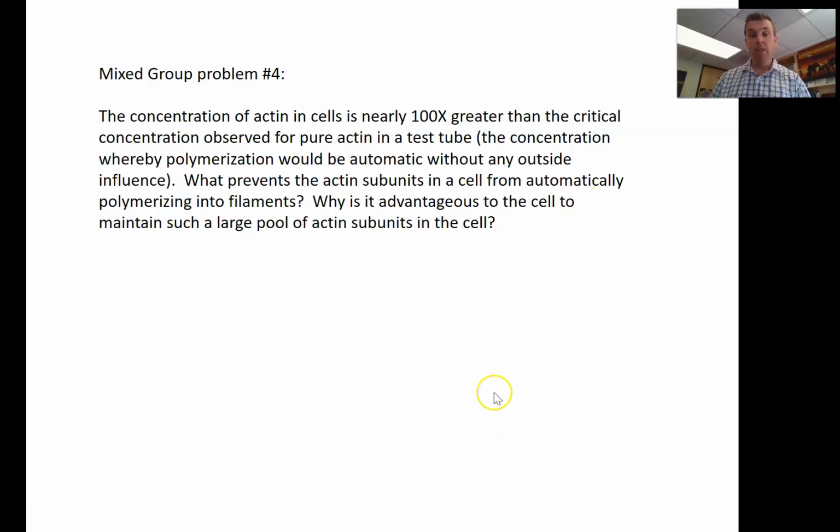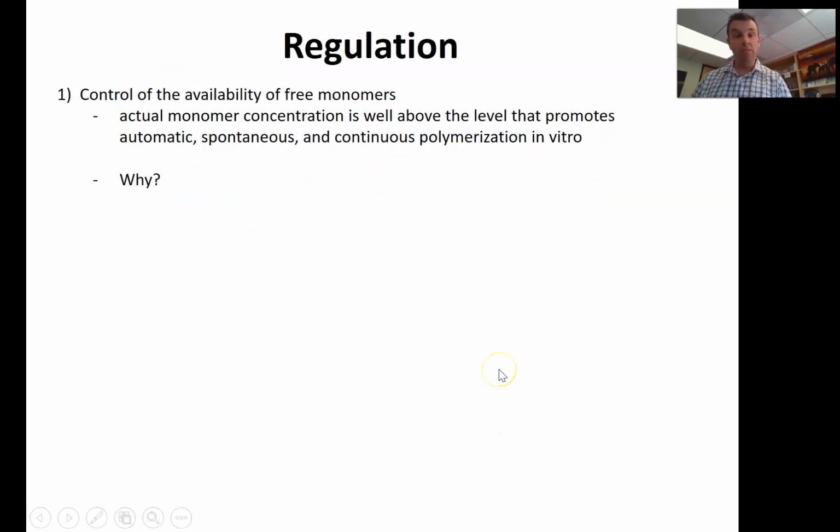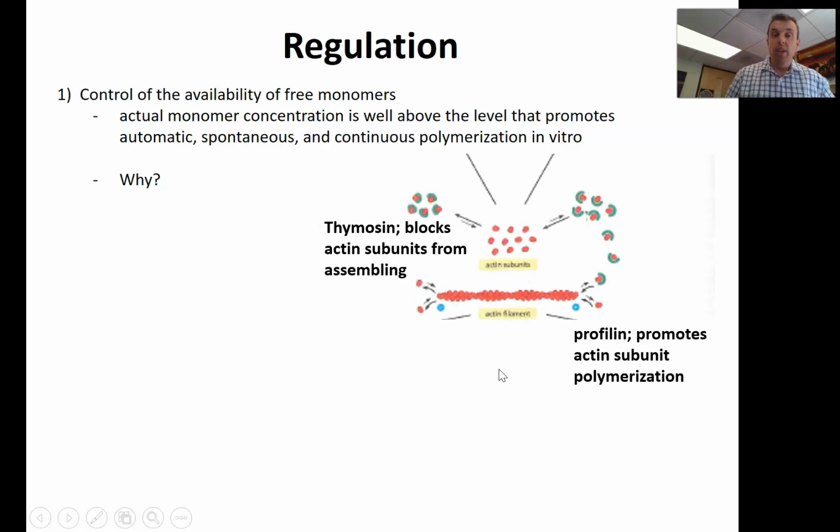Right? And so what are these things that regulate them? What prevents them? Well, for actin, we have thymosin. Thymosin is basically the inhibitor. So when thymosin is bound to the monomers, they are unavailable to bind to the actin filament.